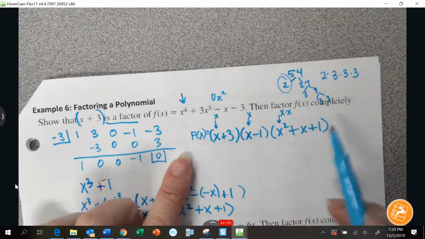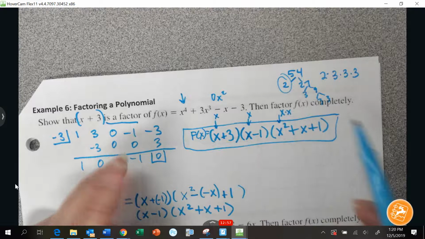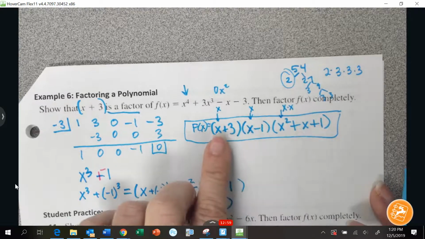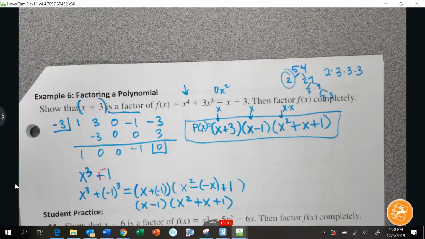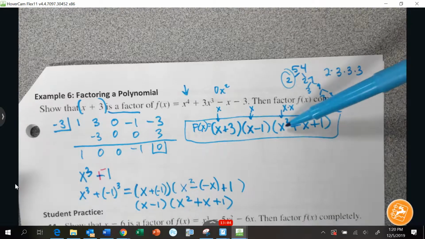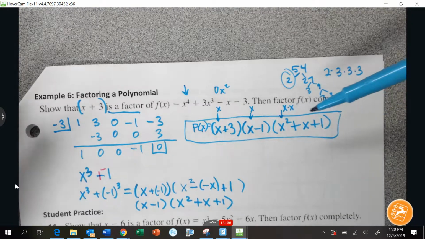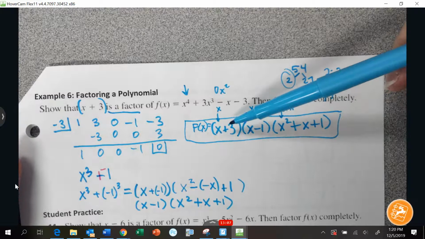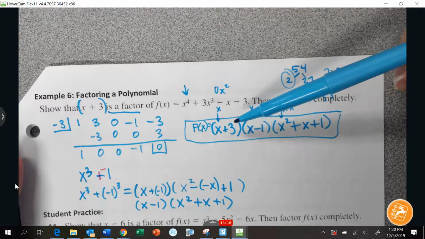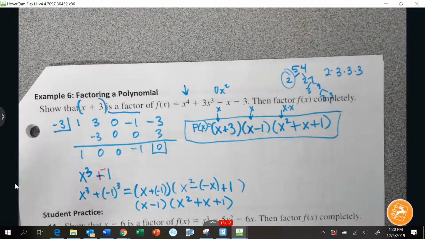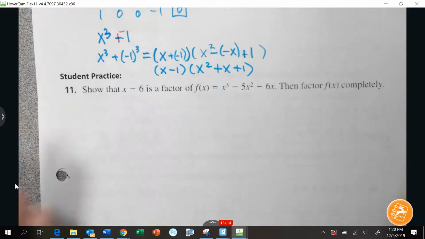So we have f of x equals these 3 factors, but the degree of the 3 of these put together ends up being 4 because there was 2 here. Okay, that's what I was trying to get at: we can't forget about this one. This is part of the original question. All right, so let's try another one. This says student practice, so maybe you could start without me.